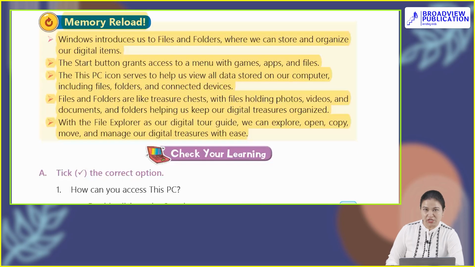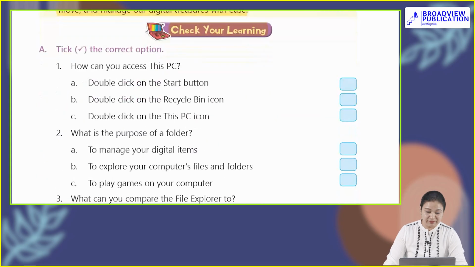So Windows introduces us to files and folders where we can store our documents, information, files, etc. And the start button gives us access to see different apps, menus, icons, etc. Also we have learned about the This PC icon, about files and folders, and about deleting and restoring files and folders. Now check your learning.